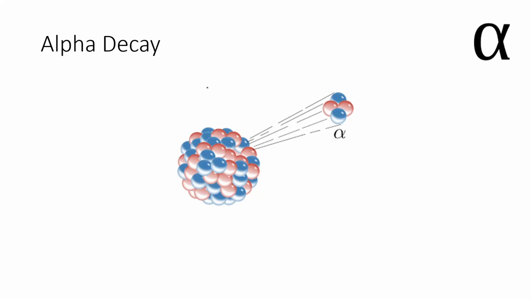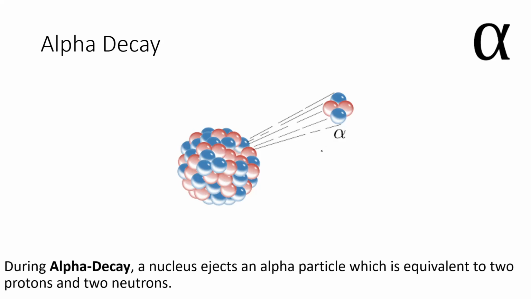So alpha decay. The first thing you'll see up in the top right hand corner is the Greek letter for alpha, and that is the symbol used to represent alpha decay. You may have seen it already in your math class. Now, alpha decay is when the nucleus of a radioactive atom ejects an alpha particle, and an alpha particle is equivalent to 2 protons and 2 neutrons, as we can see here.